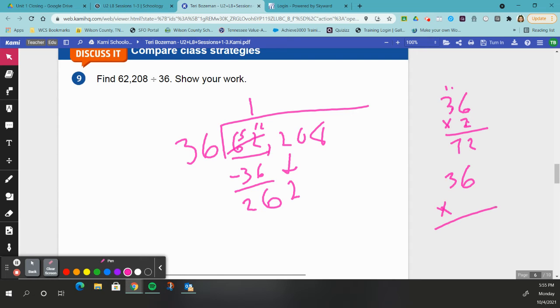And 3 times 8 would be 24. So let's try out 8. Let's see what we get here. All right, so we want to do 8 times 6 first, right?